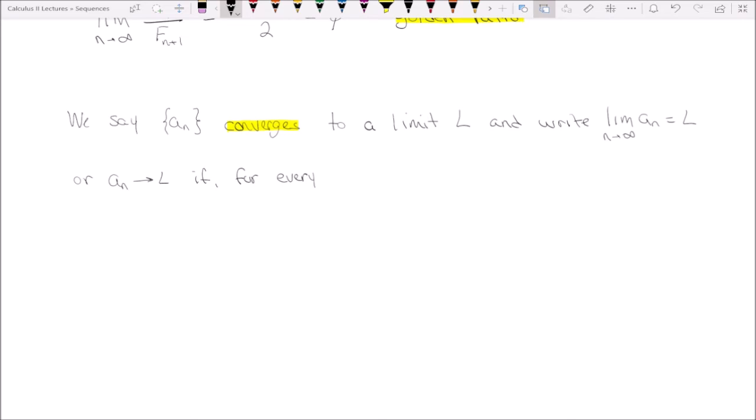for every epsilon greater than 0, there is a number, capital N, such that the absolute value of a sub n minus L is less than epsilon for all little n greater than or equal to capital N.